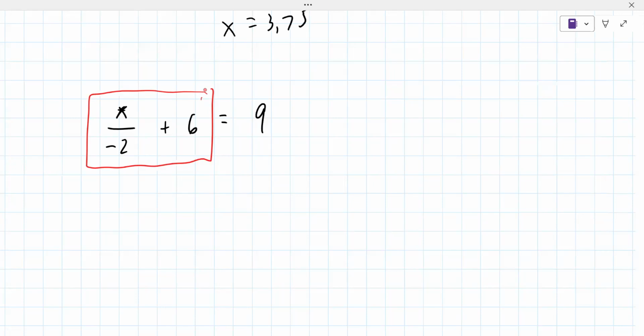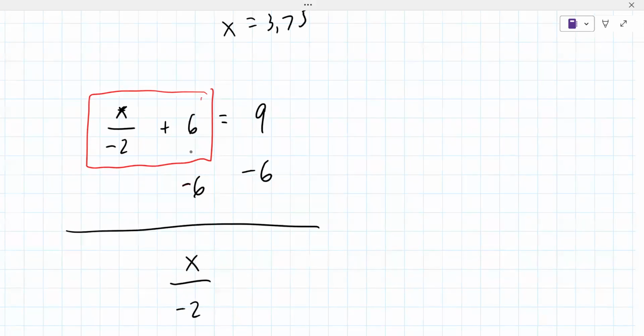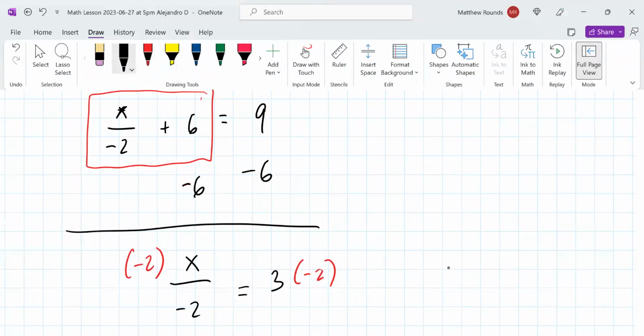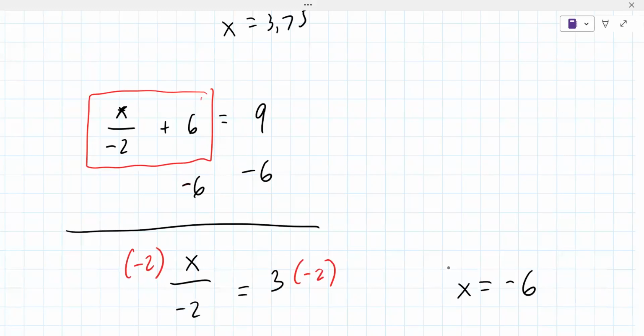X equals 1.5. So did you subtract 6 from both sides? Yes. All right, subtract 6. So you have x divided by -2 equals 3. Multiply by -2. And then x equals -6, like that. Oh, okay.